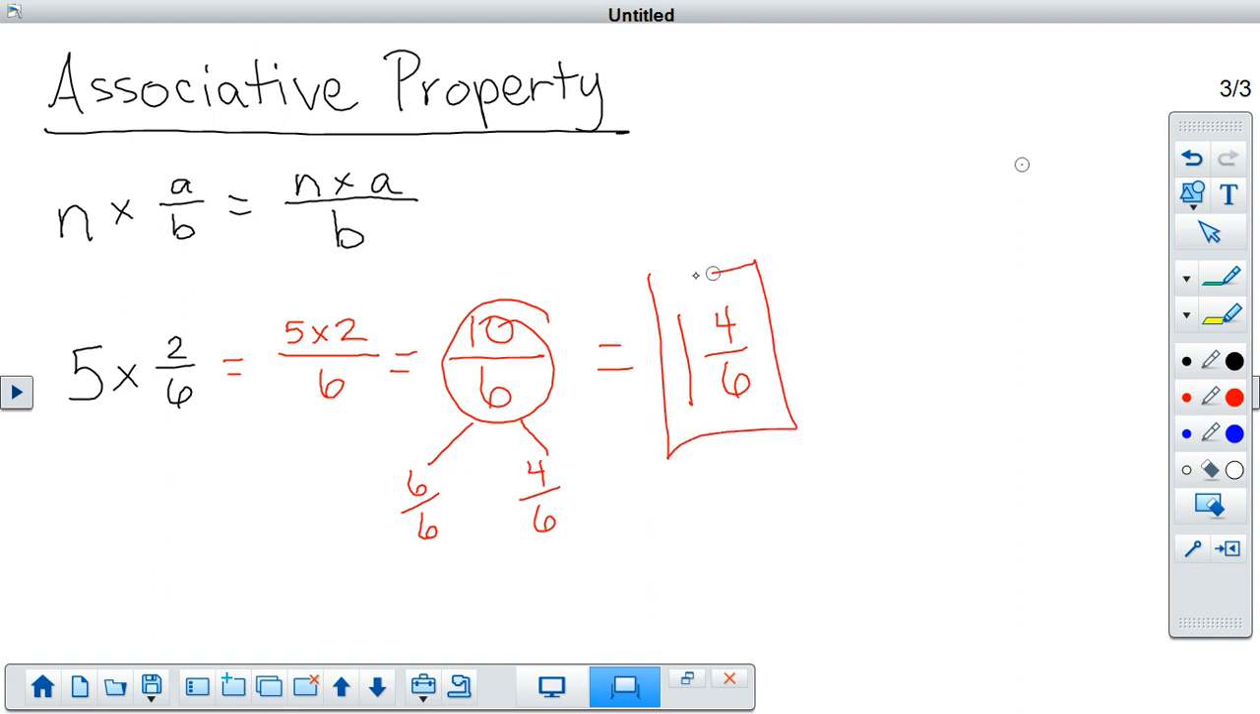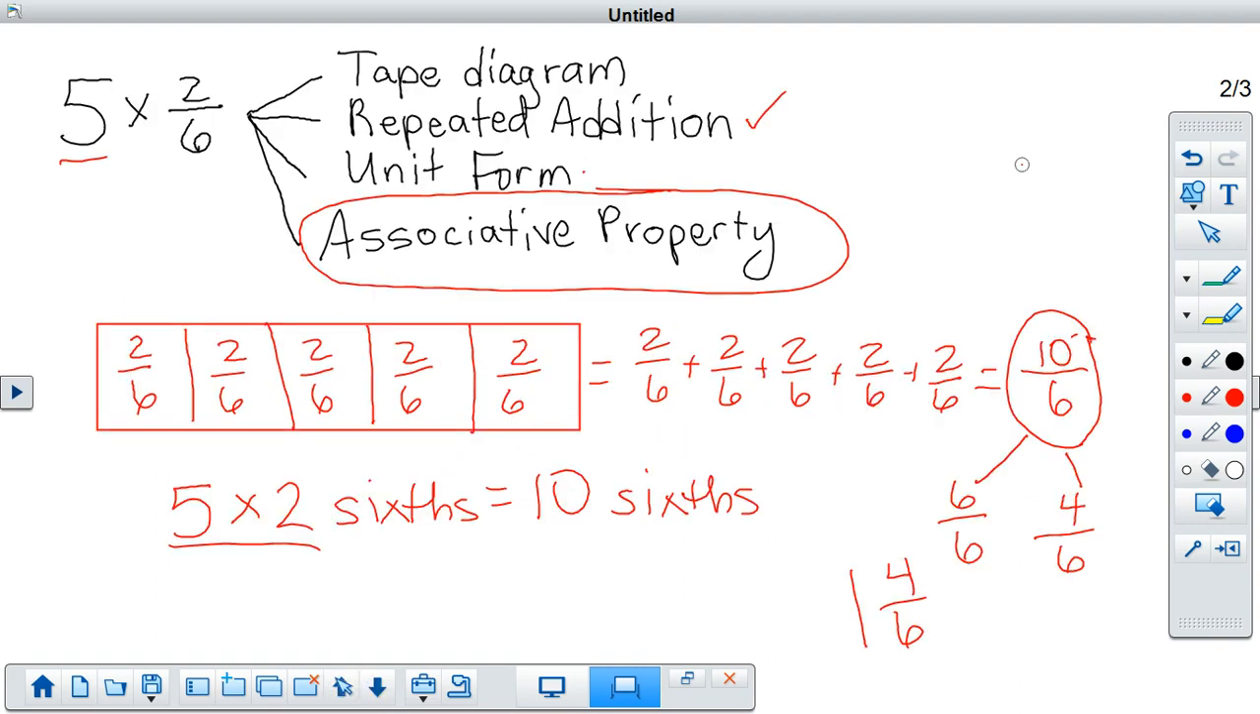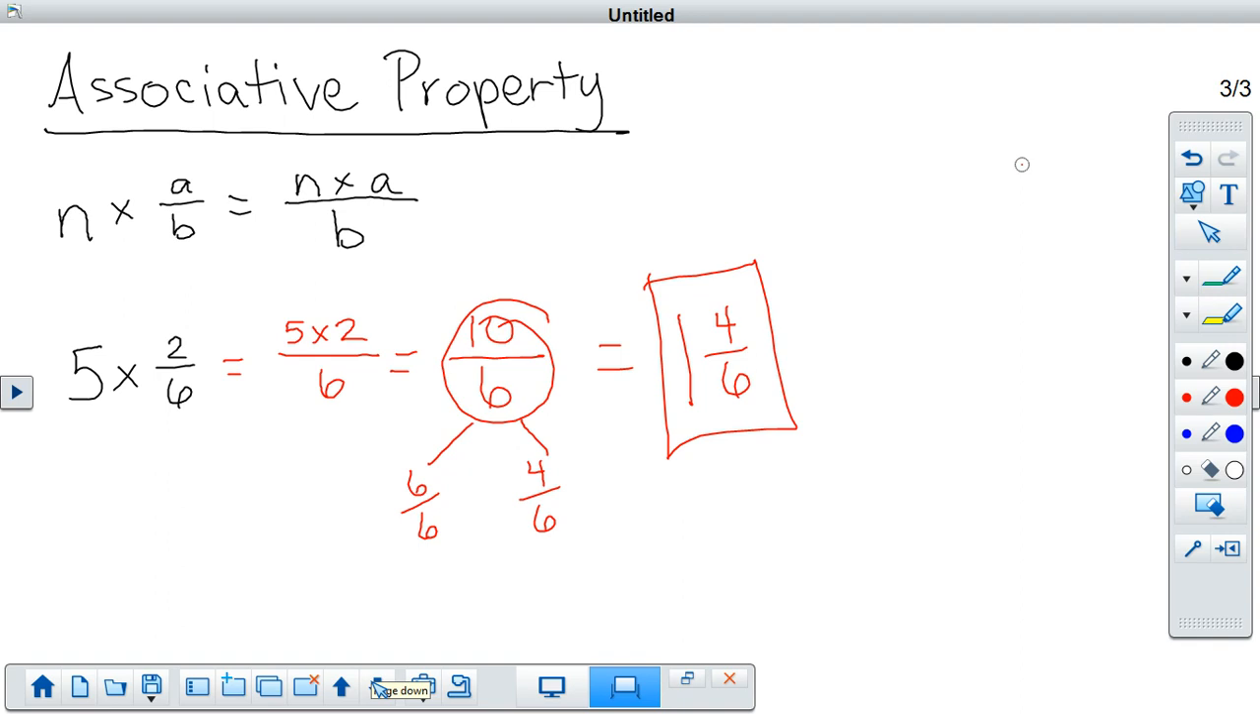I hope that this video helps you figure out what is best for you in solving the problems. But if you're thinking about the most efficient way, think about how long it took me to draw out my tape diagram, write in the 2/6, and then I still had to add all of those up with repeated addition to get my 10/6 and change it into the mixed number. With the associative property, it's as simple as multiplying 5 times 2 equals 10, put it over 6, and then turn it into your mixed number.